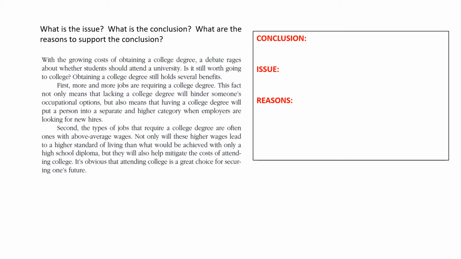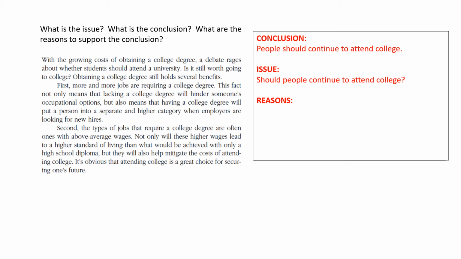Well, first of all, finding the conclusion and issue in this argument is very simple because the author states it right in the paragraph. The author is straight to the point: this is what my argument is about, this is what my conclusion is. So our conclusion is people should continue college, okay? The issue is, should people continue to attend college? So what are some of the reasons that the author used to support the conclusion?